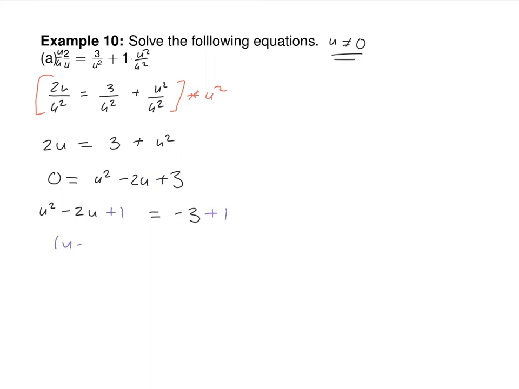So u minus 1 squared equals negative 2. When you root both sides, you get u minus 1. So how can you know that, once it's equal to 0, you're supposed to complete the square? How do I know I'm supposed to complete the square?